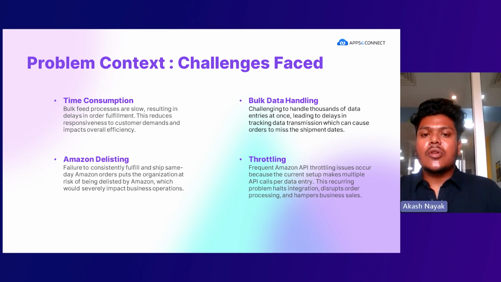The first and foremost was that organizations selling on Amazon have a huge risk of getting delisted if they're not able to fulfill their orders within the allotted time. Due to the one-by-one data processing system, same-day deliveries were almost impossible. Since several API calls had to be made to handle one data at a time, it also led to an evergreen issue that Amazon has, Amazon throttling, which hampered businesses, halted their entire integration, and led to depletion in sales.